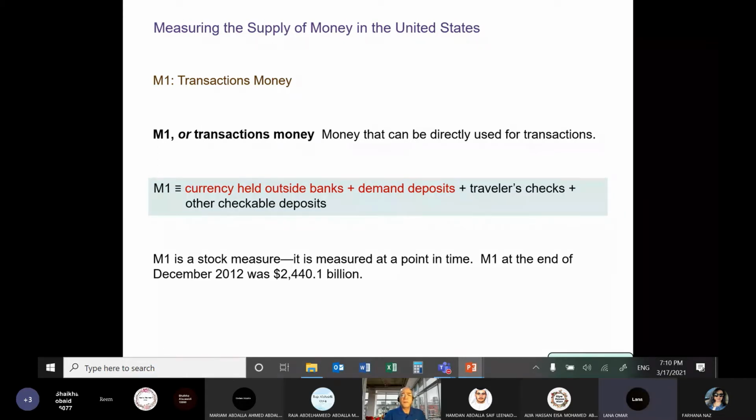M1 is a stock measure. It's measured at a point in time. M1 at the end of December 2012 was $2,440 billion. So M1 is a stock measure. It is not a flow measure, so it can be calculated at a point of time.